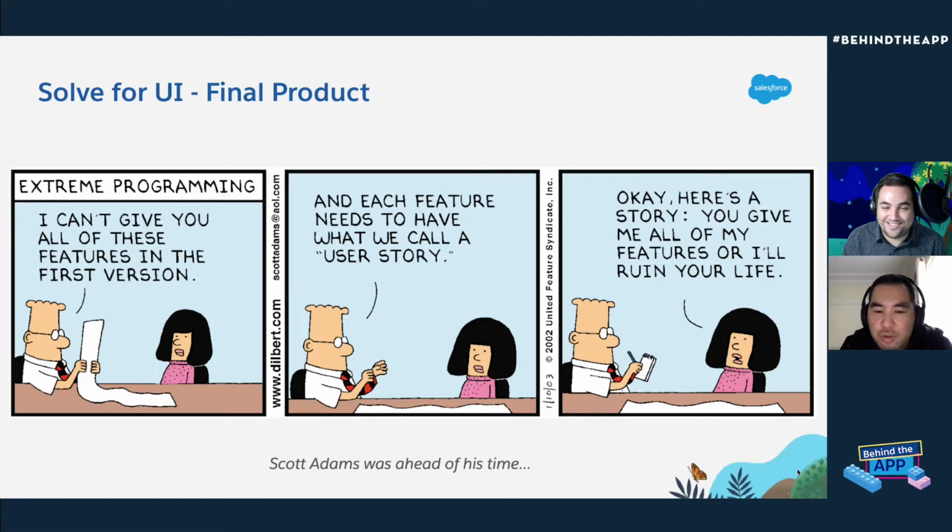everybody who's ever written a line of code, and most people who haven't, know who Dilbert is and Scott Adams, the founder. He was ahead of his time. So extreme programming, I can give you all of these features in the first version, and each feature needs to have what we call a user story. Okay, here's a story. You give me all of my features or I'll ruin your life.